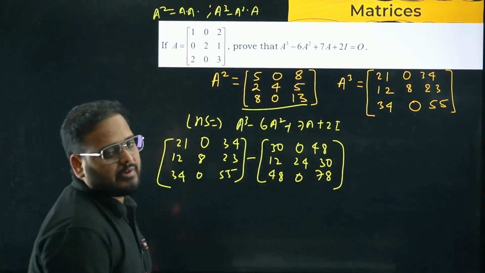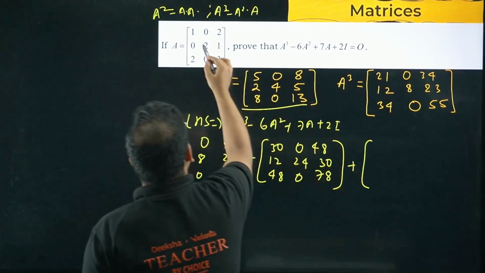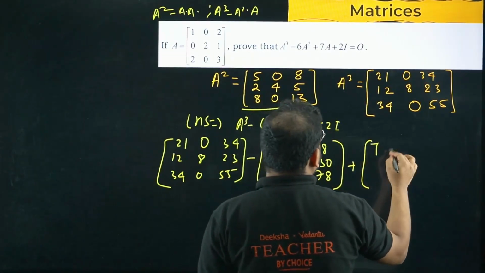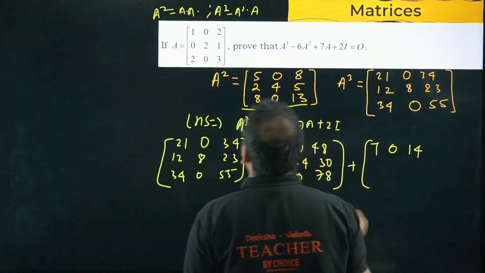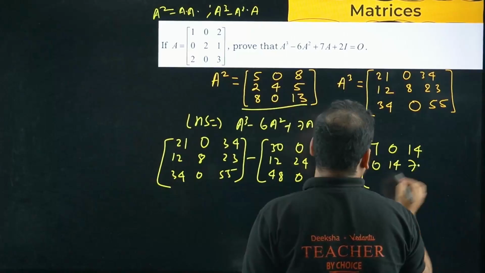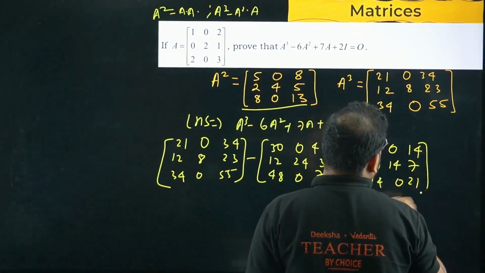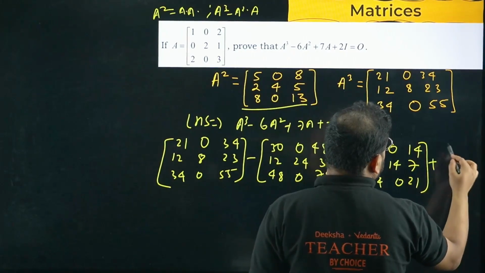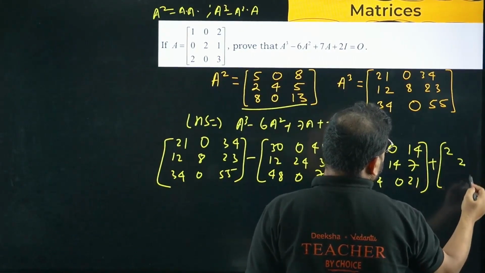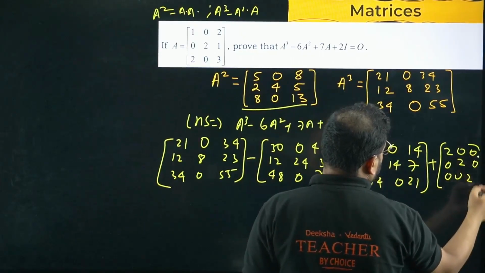6 into A square, right? Plus 7A. Every time multiply with 7. So I get here 7, 0, 14, 0, 14, and 7. We have 14, 0, and 21. Then we have some plus 2I, right? So we get 2, 2, 2, 0, 0, 0, 0, 0, 0.